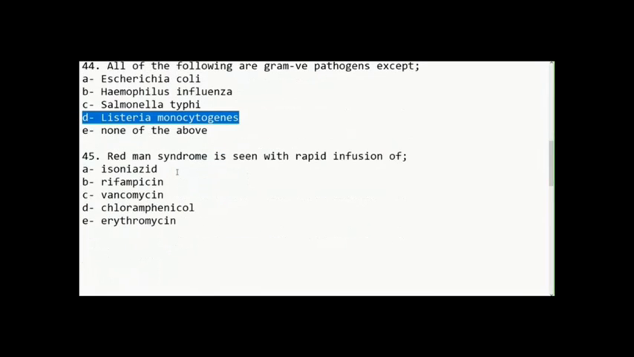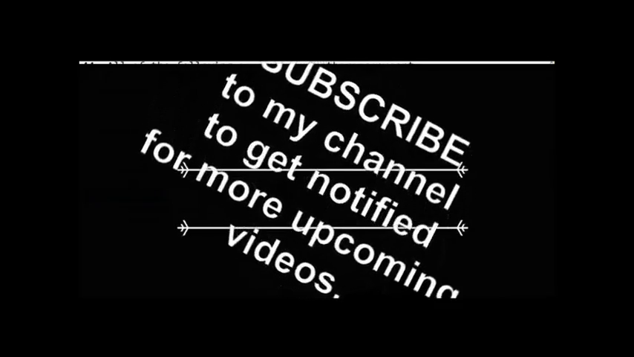Now the fifth MCQ, red man syndrome is seen with rapid infusion of isoniazid, rifampicin, vancomycin, chloramphenicol, and erythromycin. So the correct option here is vancomycin. Vancomycin can cause red man syndrome if you infuse it rapidly. So vancomycin is the correct answer.